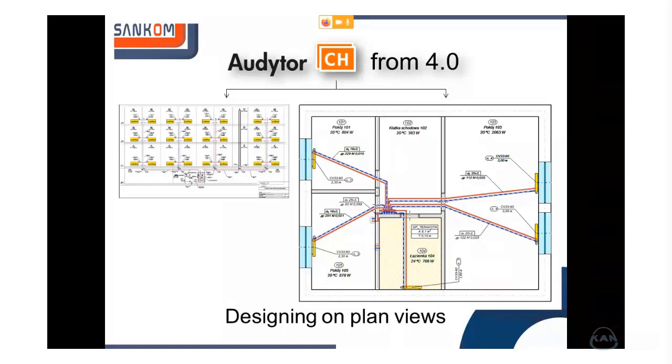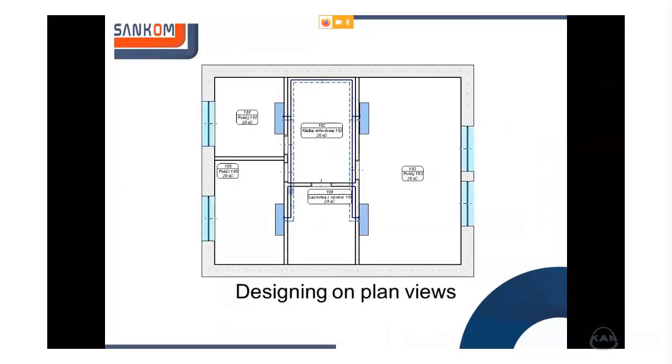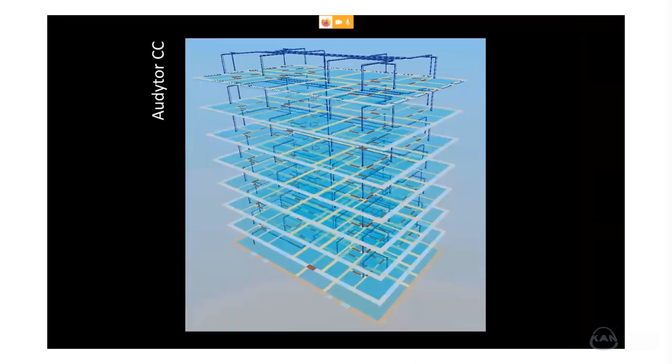In many cases, it's much faster, and also thanks to that, the program can prepare the full 3D model of the system. So we are speaking about designing on plan views because the designer draws the systems on the flat plan views rather than in 3D, because the drawing on plan views is faster and easier. However, the program later on creates the full 3D model of the building, and the third dimension is created automatically.